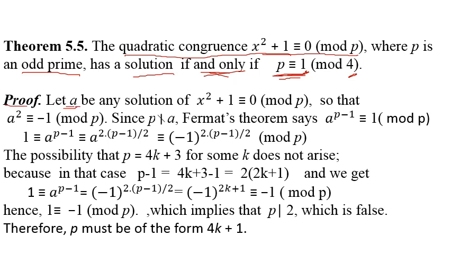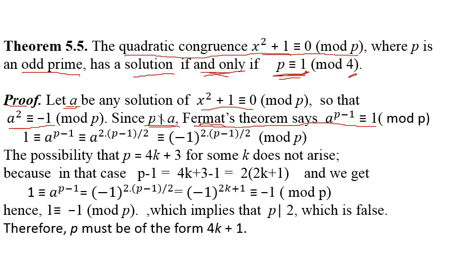Let us take A as a solution. Then A square plus 1 is congruent to 0, or A square is congruent to minus 1 mod P. P cannot divide A. By Fermat's theorem, A power P minus 1 is congruent to 1 modulo P. Here P cannot divide A, because if P divides A, then we will get 0 congruent to minus 1. So P cannot divide A. So we can apply Fermat's theorem.